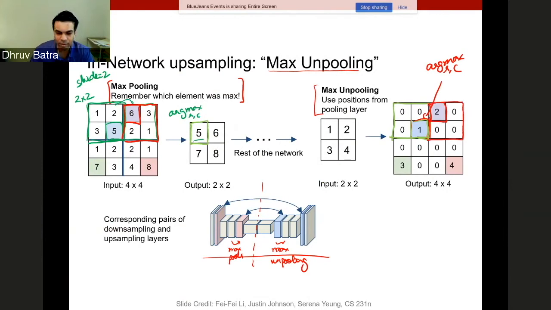So you can design architectures where there's a symmetry in your architecture. Every time there's a max pooling layer in the encoder, there's a max unpooling layer in the decoder. From the max pooling layer, you remember the argmax of the pixel. So where did this max come from? And you place the input at that argmax value. So this is just a slight generalization of the bed of nails operation.